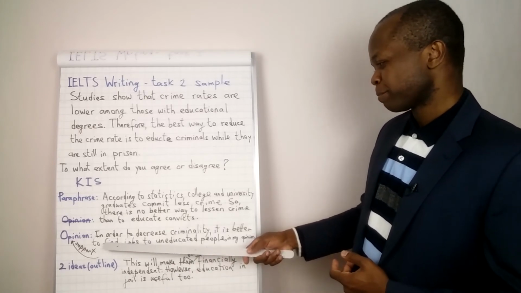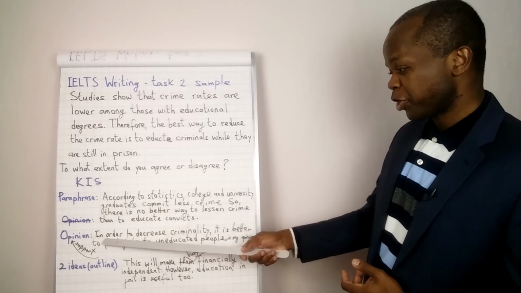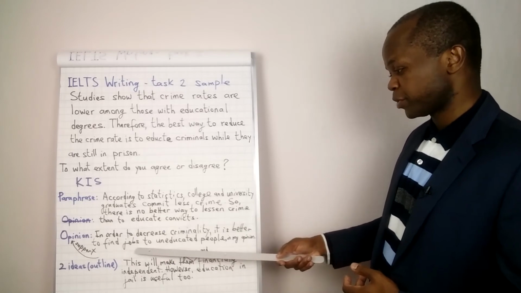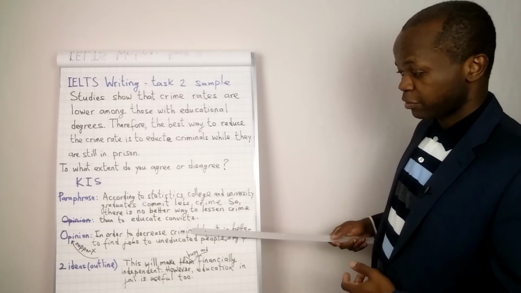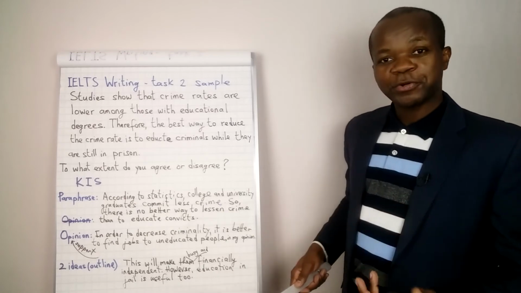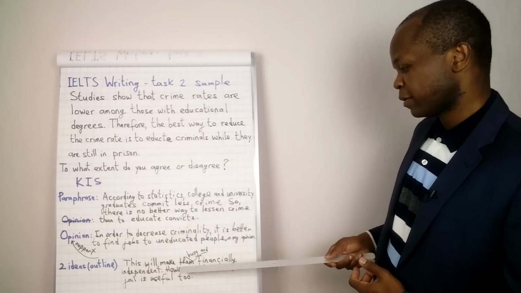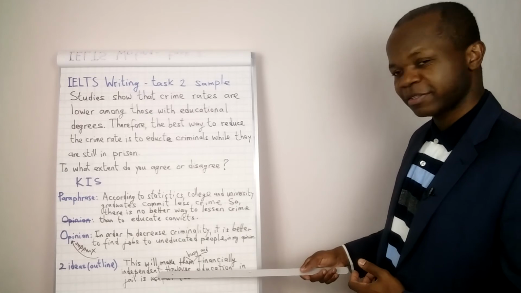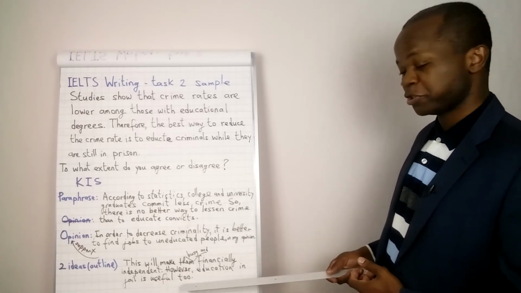Now, my opinion, the next thing you should do. Well, I wrote in my opinion at the end. So, in our opinion, in order to reduce criminality, it is better to find jobs for uneducated people. So this is my opinion. So I don't have the same opinion as them. I disagree. And my two ideas at the end: this will make them busy and financially independent. However, education in jail is useful too.